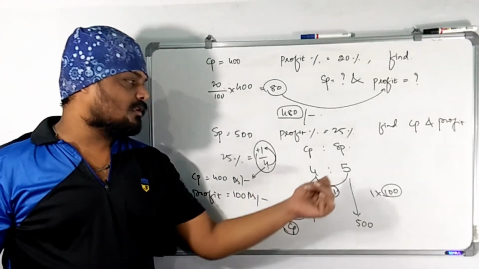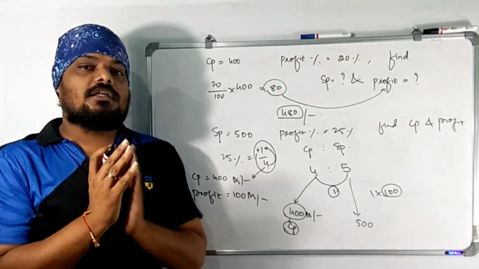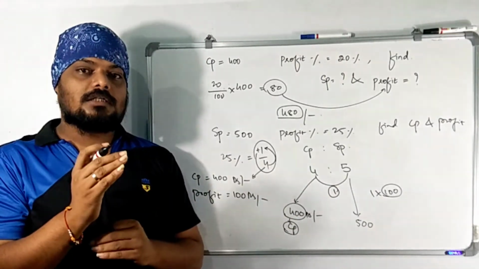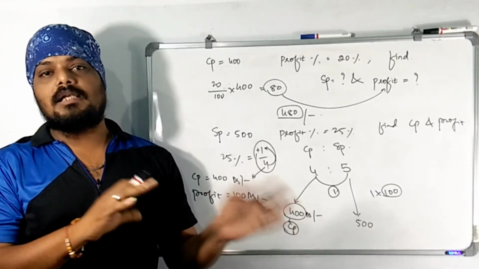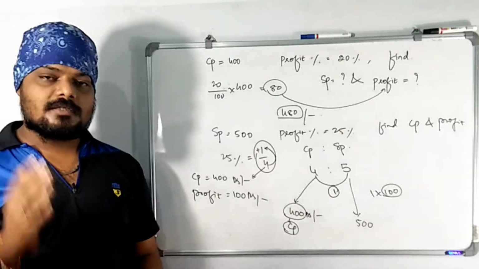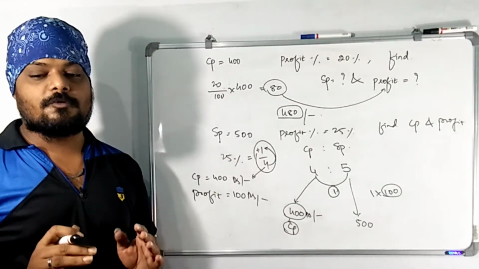What I want to tell you is, try to go directly to the ratio form. Don't try to make silly answers. Ratio method is the best and perfect method for each and every type of question.